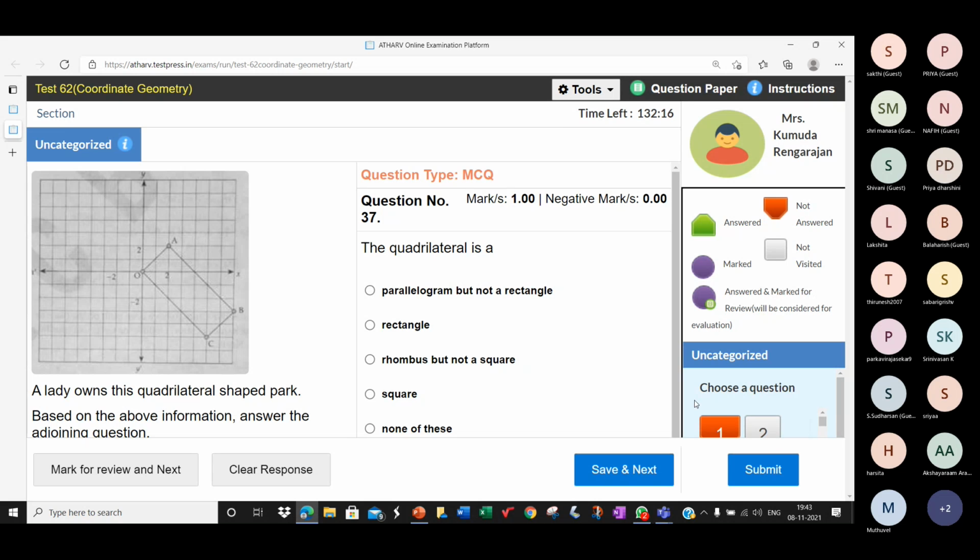So in a quadrilateral, when diagonals bisect each other, it's a parallelogram. And in the parallelogram, diagonals are equal. So it's a rectangle. Or you can follow the other method. You can prove that both pairs of opposite sides are equal, so it's a parallelogram. Diagonals are also equal, and hence it's a rectangle.